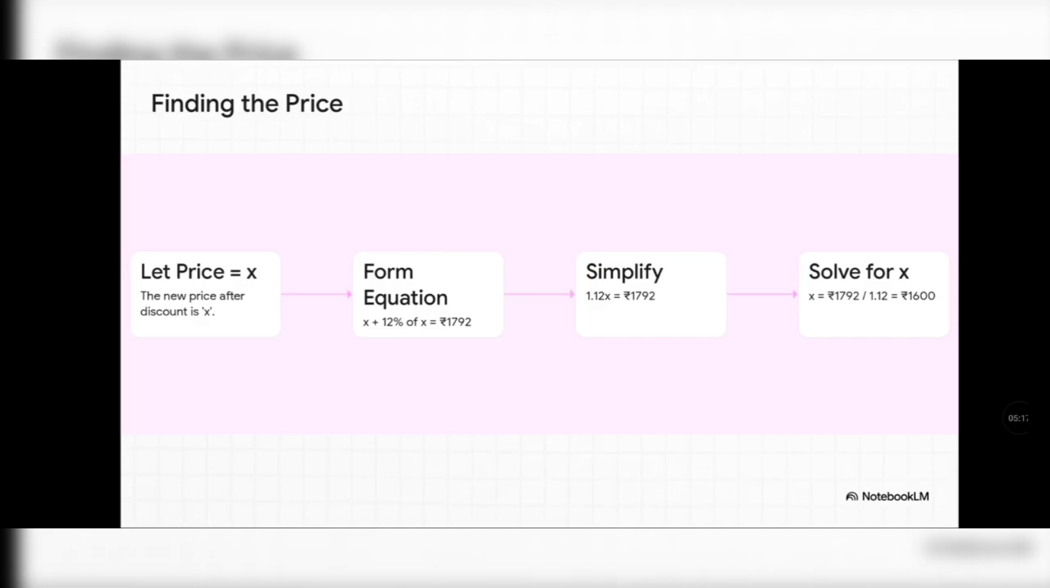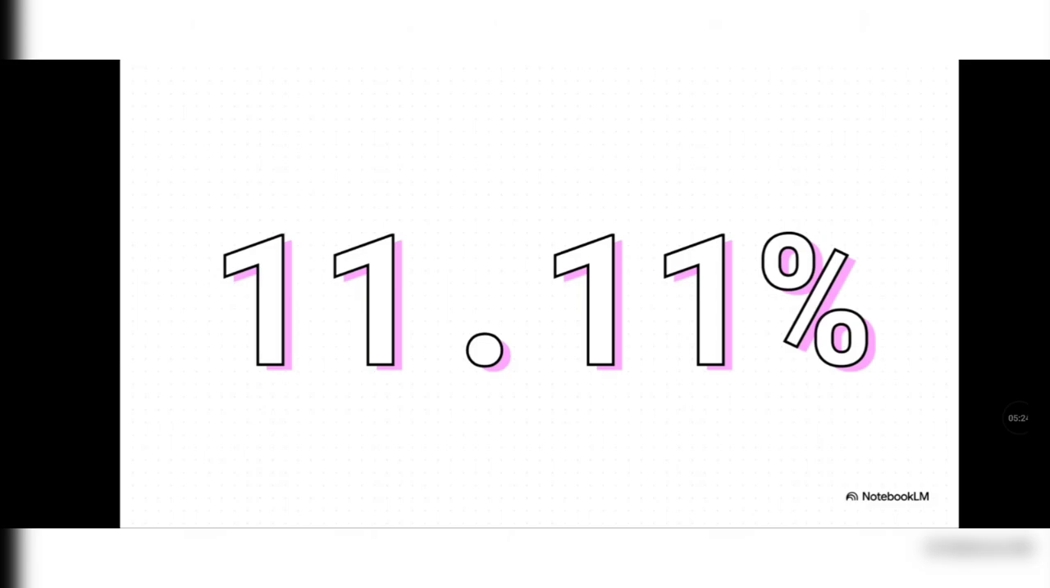A little bit of basic algebra, and we solve for X, and we find out our new selling price is 1,600 rupees. There we go. The shopkeeper sold an 1,800 rupee cooker for 1,600 rupees. That's a flat discount of 200 rupees. To find the percentage, we just divide the discount amount by the original marked price and multiply by 100. So 200 divided by 1,800 gives us our final answer, a discount of 11.11%.